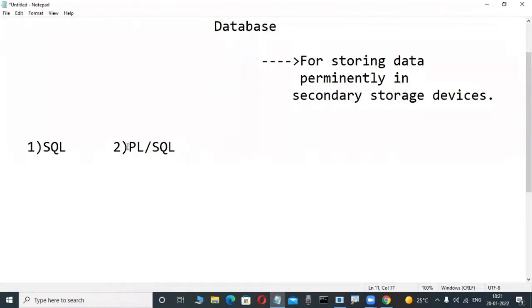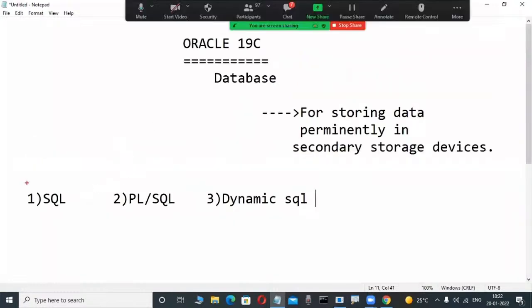After SQL, another language is also better to learn. That is PLSQL, procedural language extension for SQL. Not only these two, but in companies we also use another language: Dynamic SQL. That is a small one, because we already have good knowledge of PLSQL, so it is only a little bit of an extension. These three languages you should have an idea about.